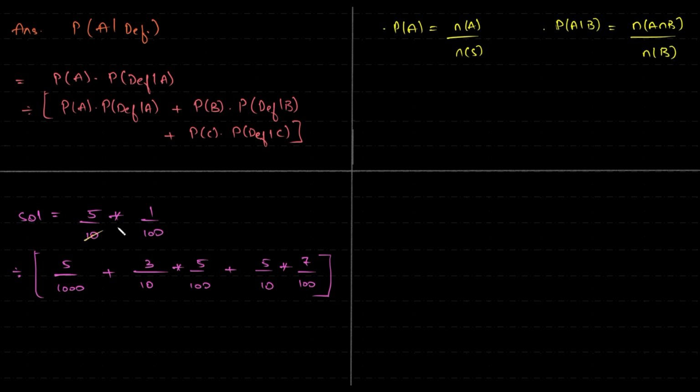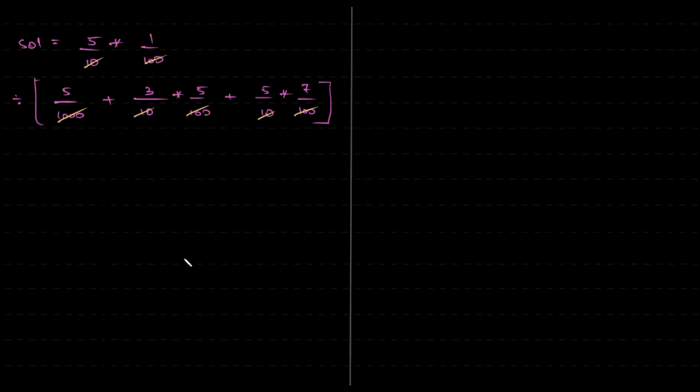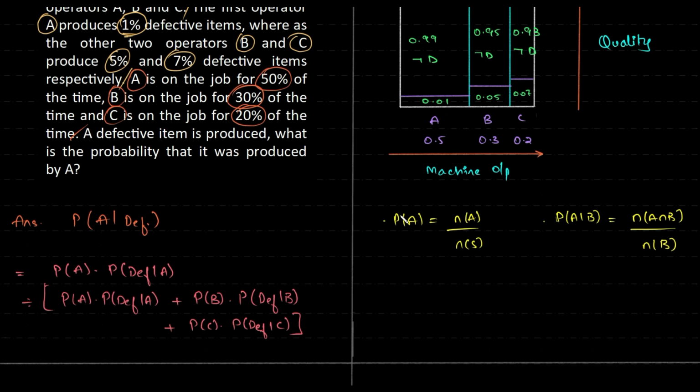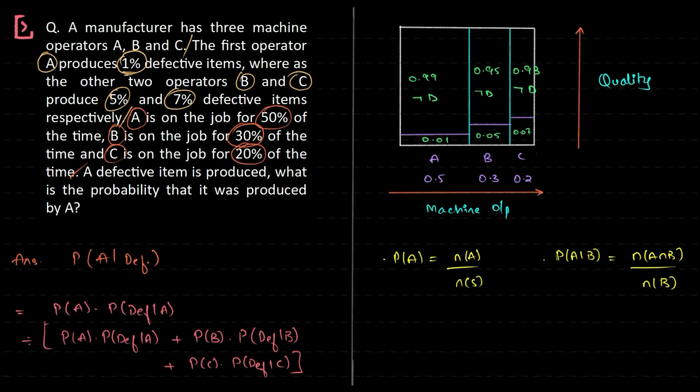Okay, so in all the places, we have thousands. In all the terms, we have 1000 in the denominator. So we can cancel them. And finally, we have 5 by 15. Okay, so 1, then 10, 11, 55. So 1 by 11 is your answer. Done.